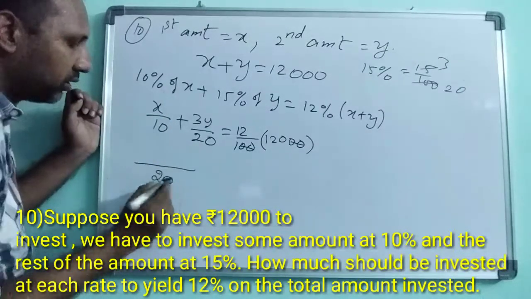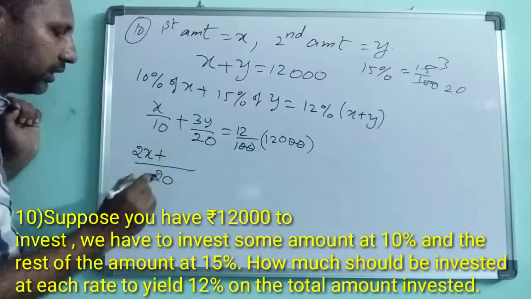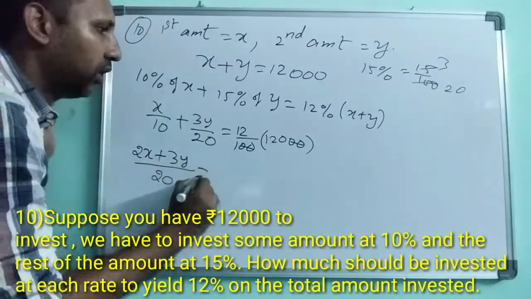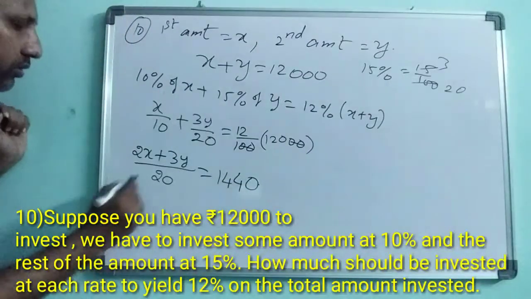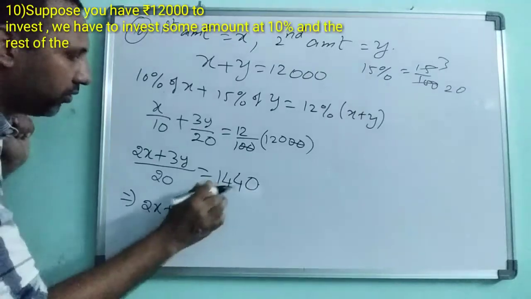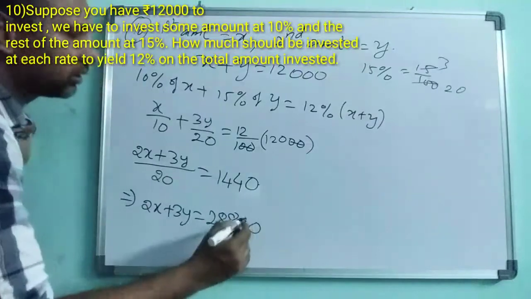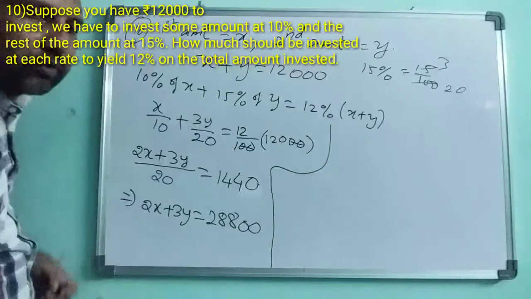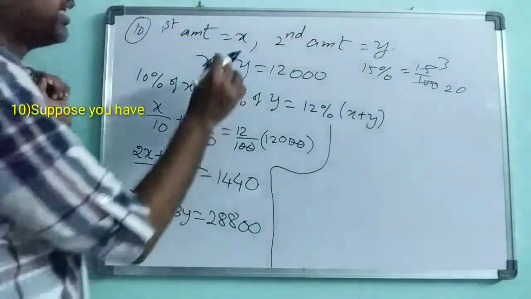Now we can take LCM 20. So 20 divided by 10 is 2, so 2x plus 3y is equal to 12 into 12, that is 144, into 2 is 288, and with two zeros finally 2x plus 3y is equal to 28800.